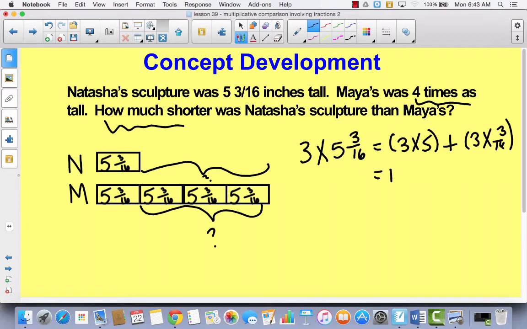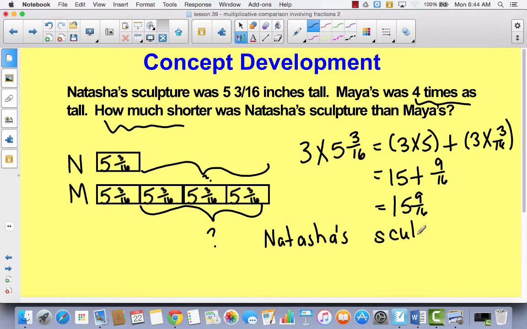All right, so 3 times 5 is 15. 3 times 3/16 is 9/16. So that gives me 15 and 9/16. Because this is not an improper fraction, I don't have to do anything to it. So how much shorter was Natasha's sculpture than Maya's? So I can say Natasha's sculpture was 15 and 9/16 inches shorter than Maya's.